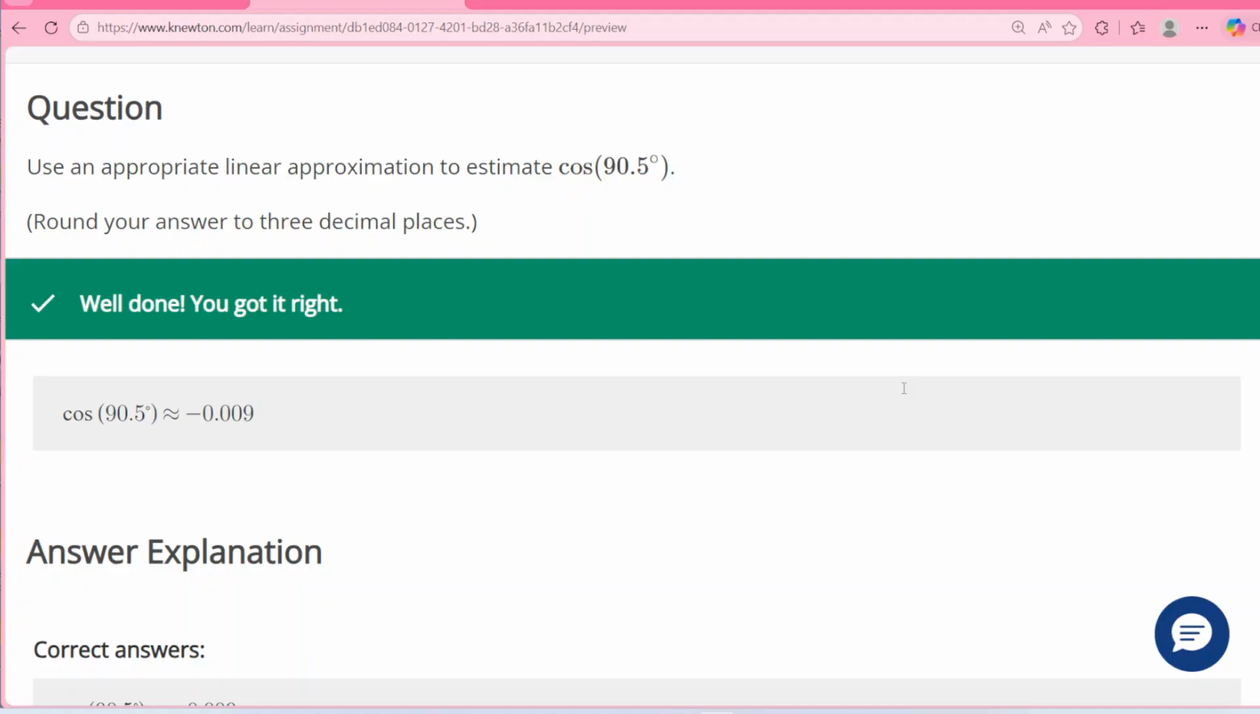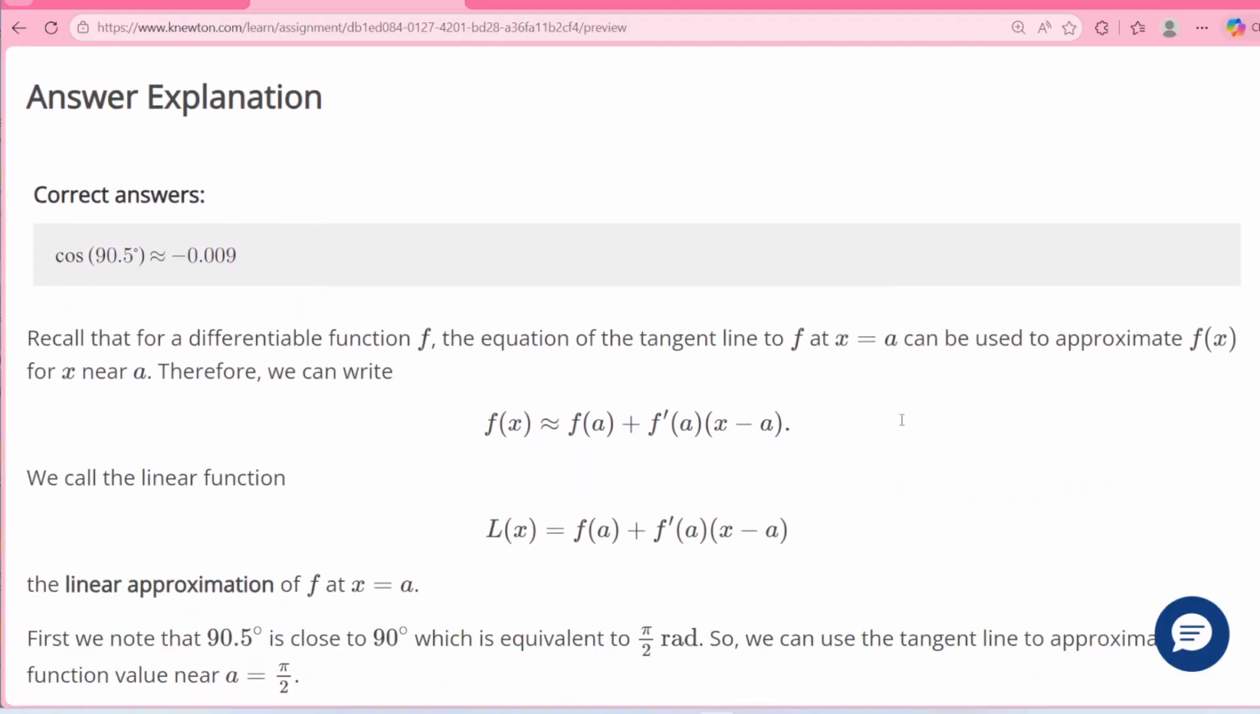Right. So again, it's another one where you have to set up your own function. It's the cosine of x, and then you're finding the tangent line to that curve at a nice value. So here it was at 90 degrees or pi over 2 radians. And then you're plugging in, again, the 90.5 degrees in radians, plugging that into the formula for the tangent line to get a good approximation.